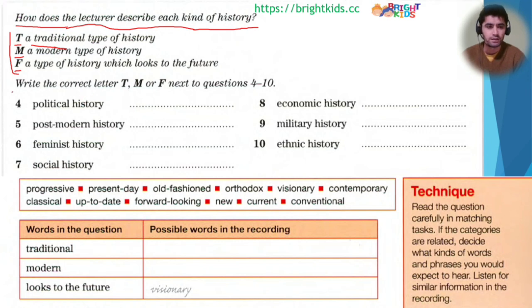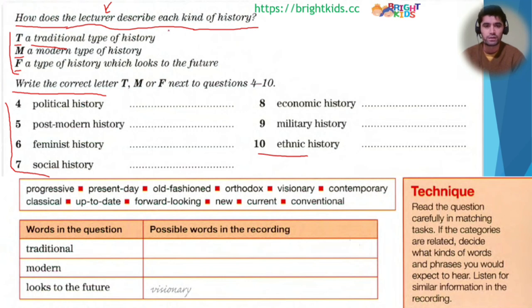And below we have another question. Write the correct letter T, M, or F next to questions 4 to 10. So T, M, or F, you already understood what they mean. We have to match them with these types of histories from 4 to 10 according to the lecture. We're going to listen to the lecture, of course.